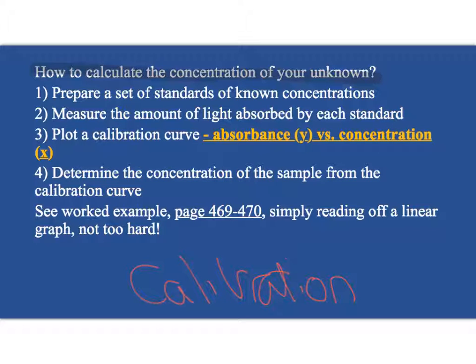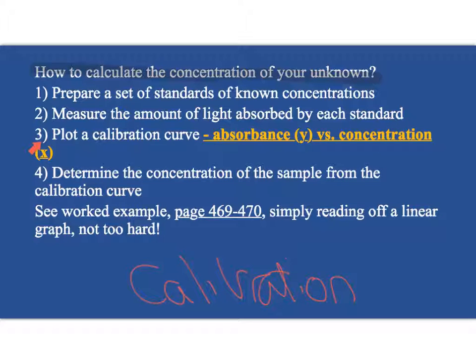So step 1 is prepare a set of standard solutions, things that you know, of known concentrations. Step 2 is measuring the amount of light absorbed by each standard. So you do a colorimetry process for each standard, getting your absorbance reading. Including in that, you do your unknown. So you know all these different concentrations that you put in, and then you do your unknown, and you still get a reading for your absorbance.